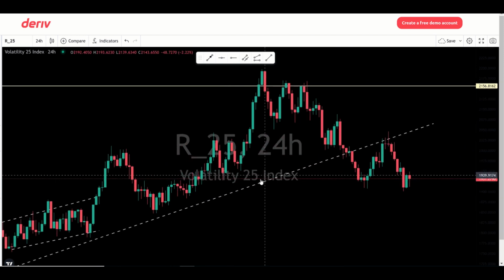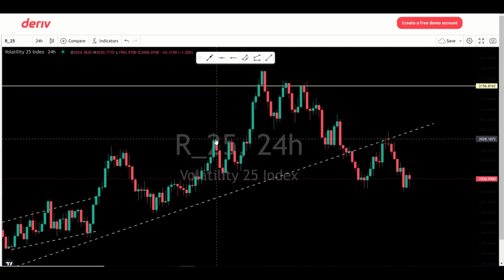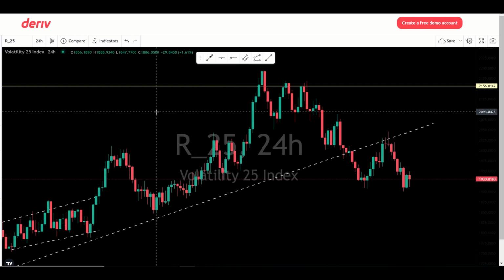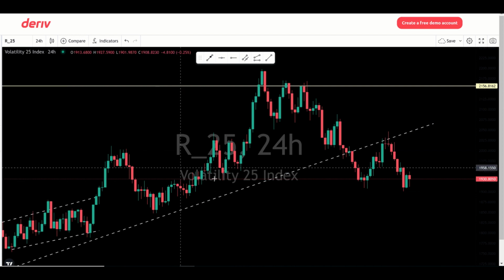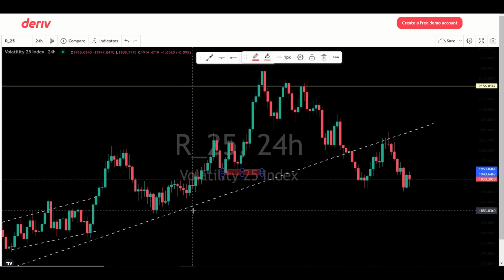What happened here? We had this W pattern here, a double bottom. When the market came back around this particular zone, let's mark out this zone here. You could see the market gave us a clean double bottom.